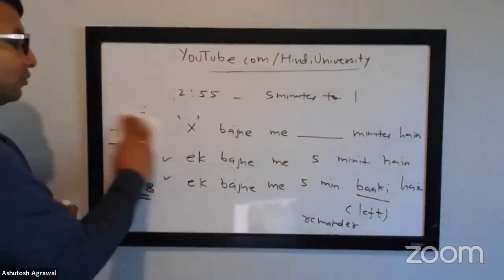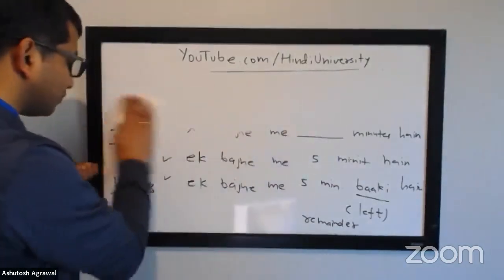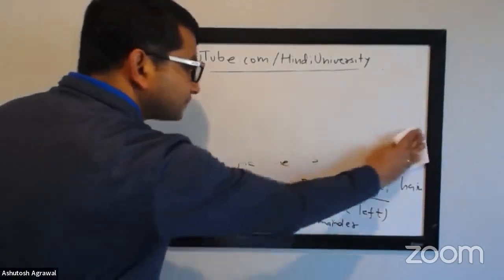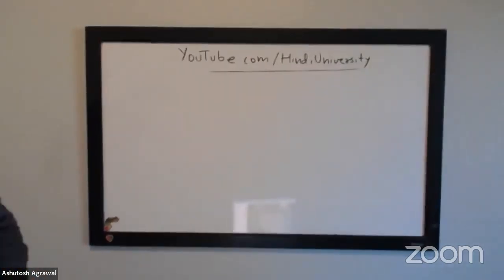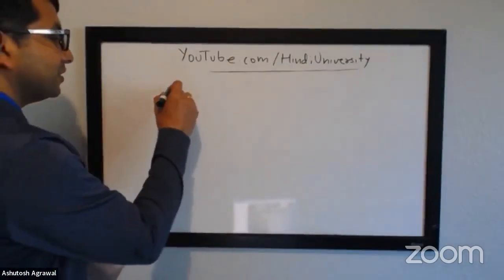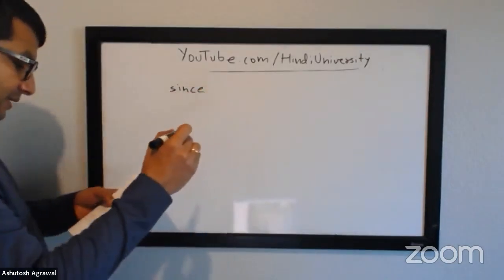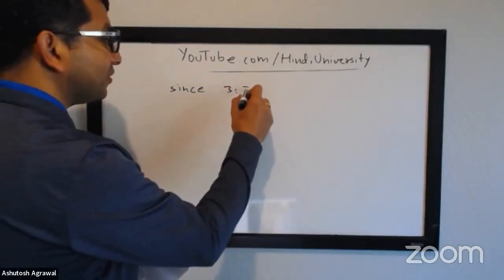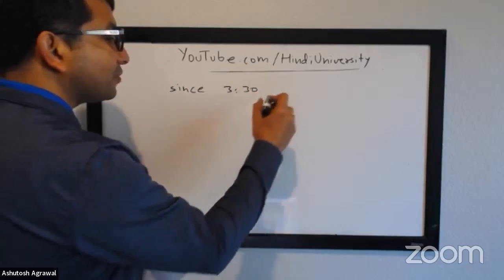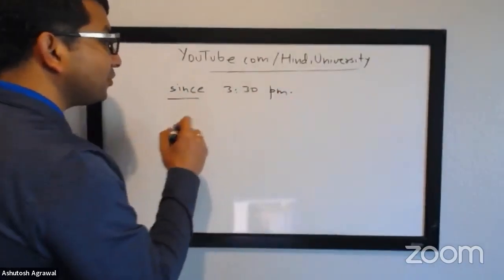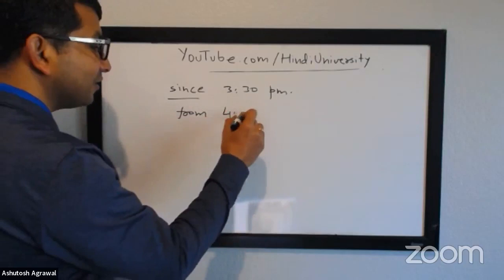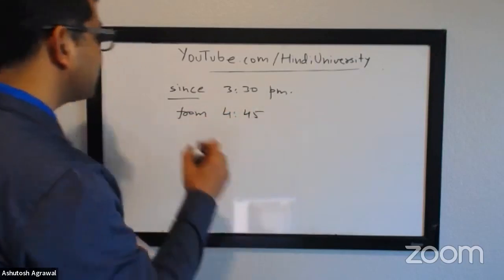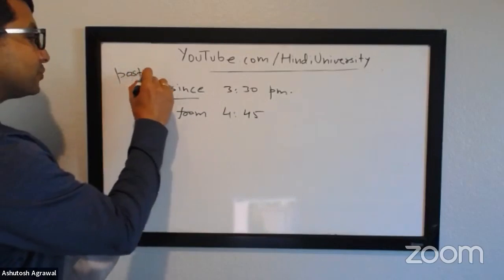All right, so I'm going to move on. So far you're not using any postpositions. Now we'll switch to some interesting cases. Let's say you want to say I've been working, or I'm working, since 3:30 or since 3 o'clock. You want to use some postpositions. Or let's say you have a case like from 4:30 or from 4:45. How do you say that? This is where you want to use postpositions.